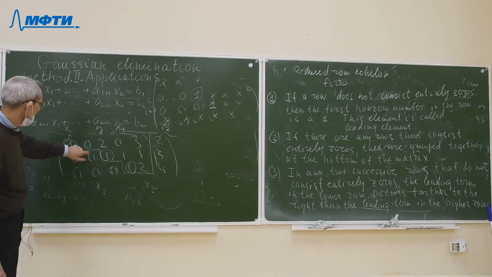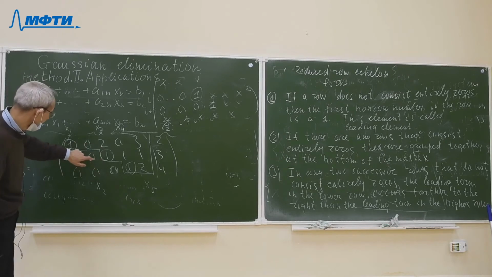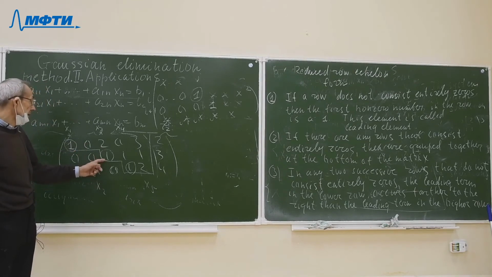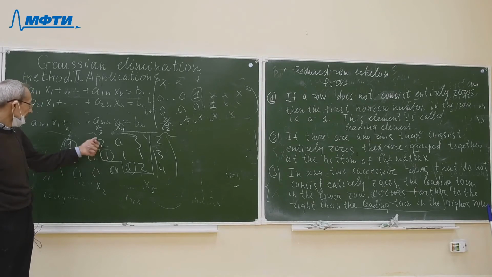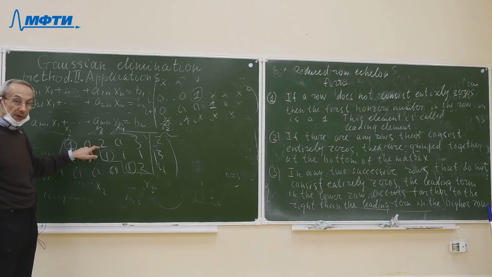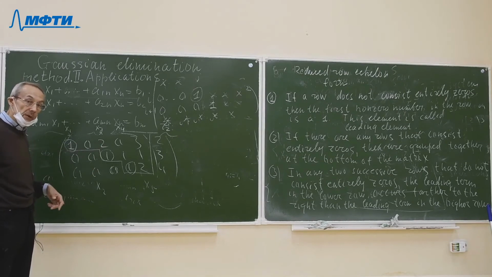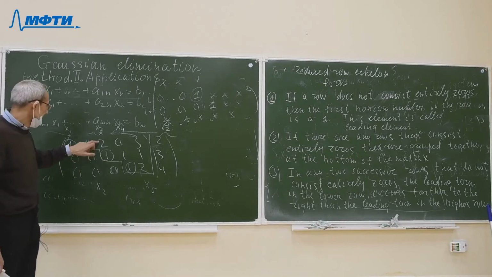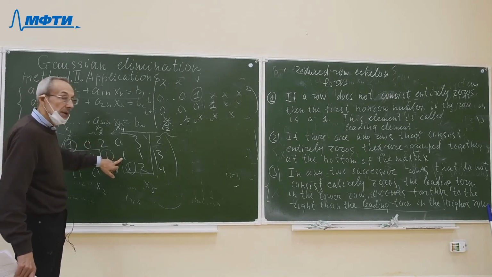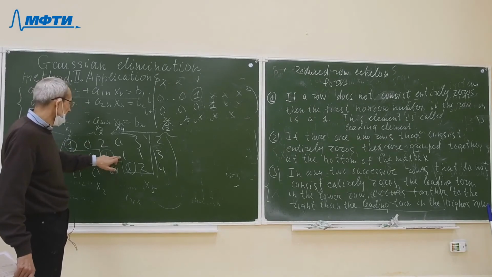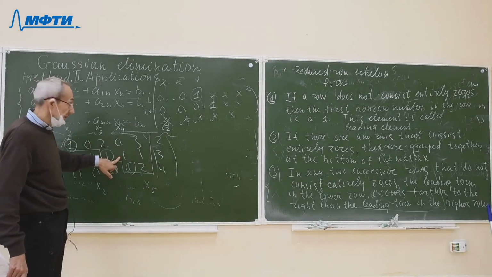In our matrix, we have 0 elements which lie below the leading element, but the elements above are not 0. We attempt to make this element equal to 0 using the elementary operation. In this place and in this place we want to put the 0 element.